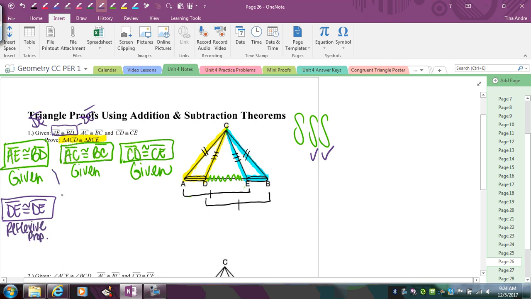And then what I'm going to do is take those two things and subtract them. So if I take AE and subtract off DE, AE minus DE, I'm going to be left with AD. And then if I take segment BD, this whole thing, and subtract off DE, I'm going to be left with BE. So this is the segment subtraction theorem.